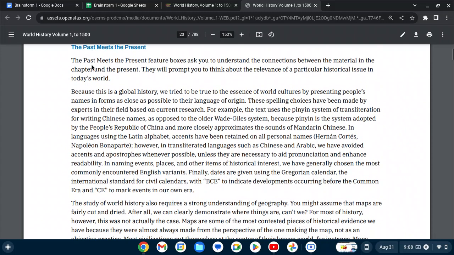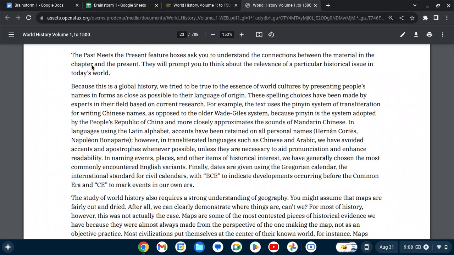The Past Meets the Present. The Past Meets the Present feature boxes ask you to understand the connections between the material in the chapter and the present. They will prompt you to think about the relevance of a particular historical issue in today's world.